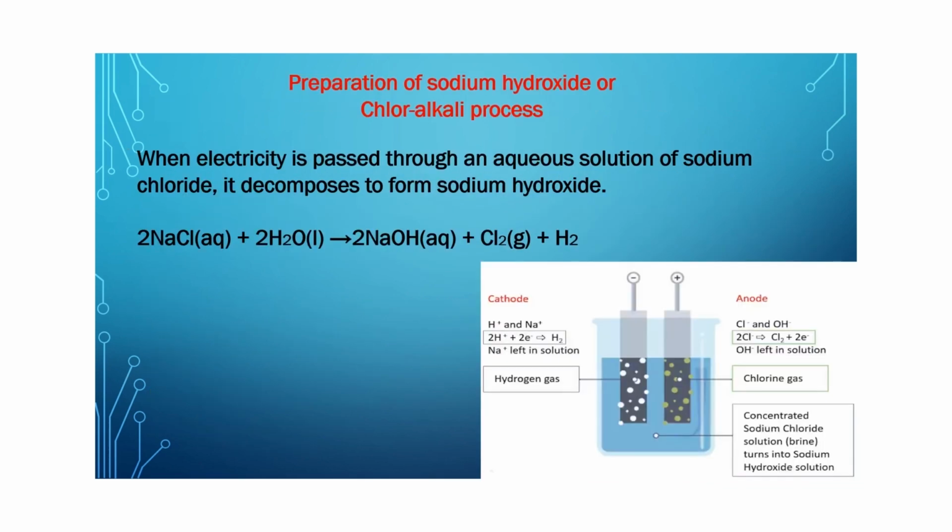Now let's discuss the manufacturing process or preparation of a very important hydroxide, a very important base which is used in the lab for practicals and is also used in the manufacturing industry. Yes, you guessed it right, it is sodium hydroxide. It is prepared by the chlor-alkali process. Basically, it is prepared by passing electricity through an aqueous solution of sodium chloride, right? So basically, electrolysis of sodium chloride produces sodium hydroxide.